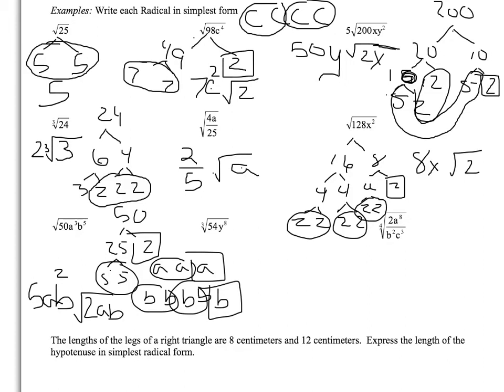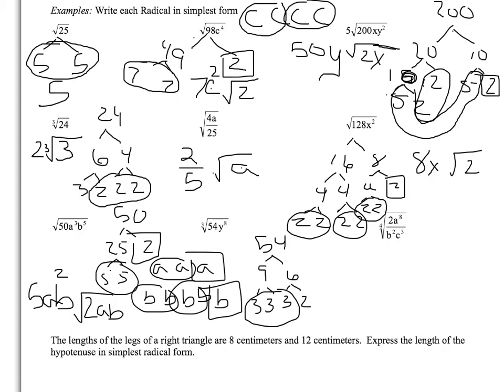For 54, y to the 8th. Again, it's the cubed root, so that means we're going to take out sets of 3 instead of pairs of 2. 54 breaks down to 9 and 6. 6 breaks down to 3 and 2. 9 breaks down to 3 and 3. So I'm circling up my 3 3's.